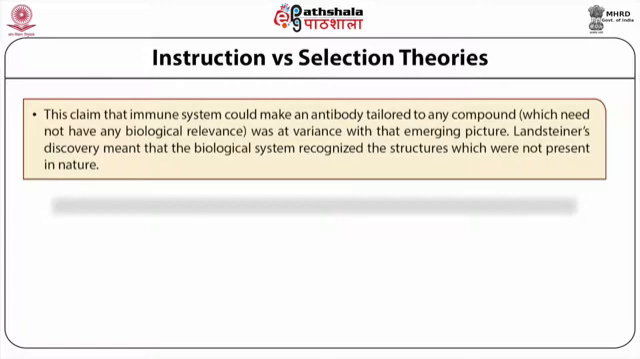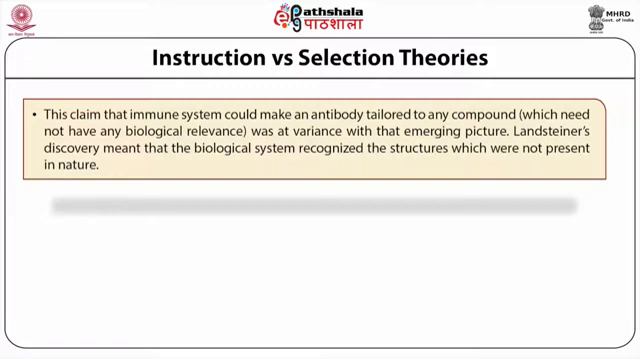Landsteiner's results in a way gave support to the template model, which was an instructive model or instruction model. As cells were unlikely to store information which would enable them to make a tailored antibody against an infinite number of haptens, this was difficult to understand. That is the difficulty of our shop having an infinite stock.